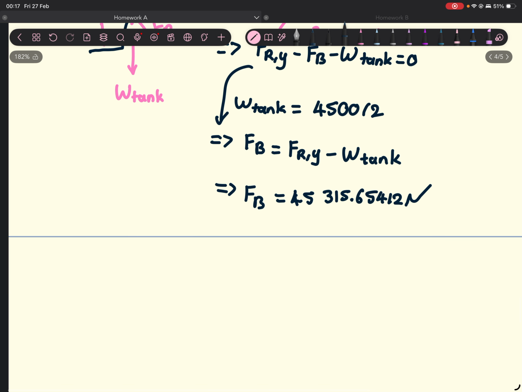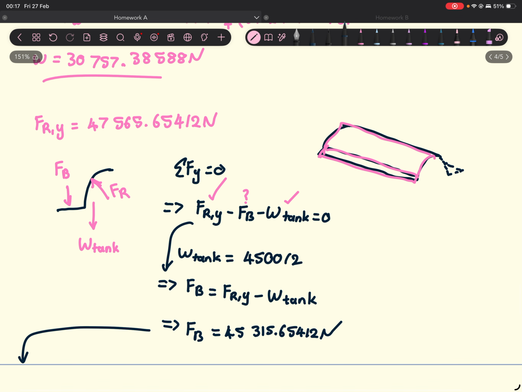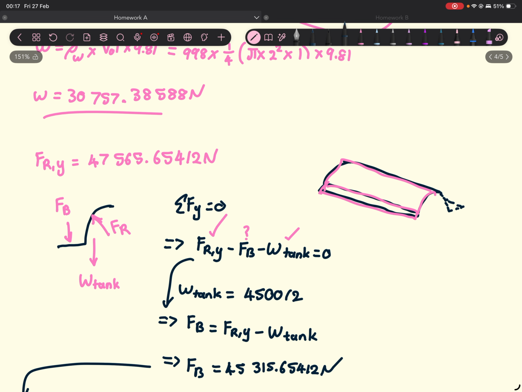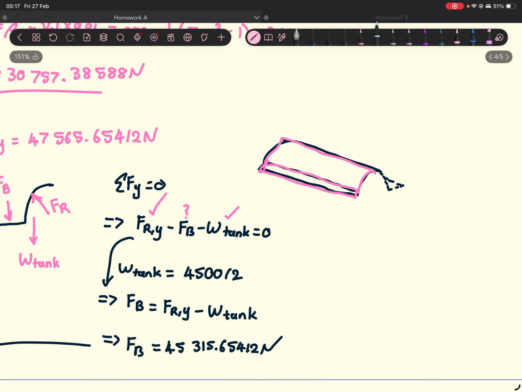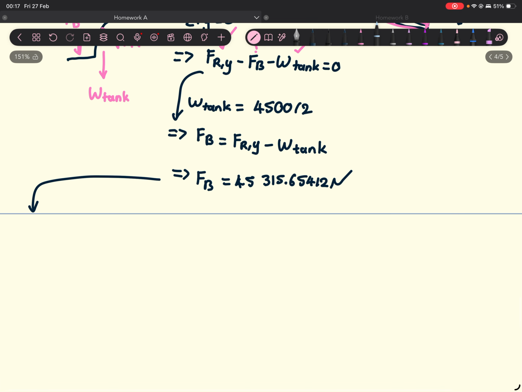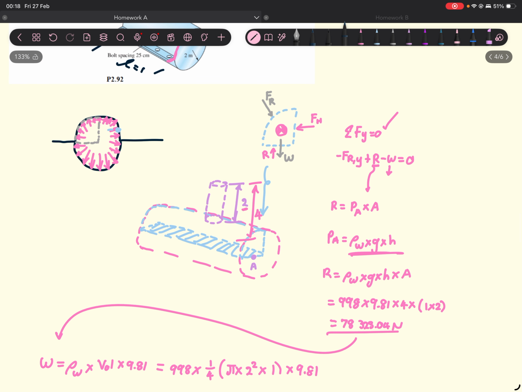And then the force of the bolt you will get to be 45,315.65412 newtons. And if you check the memo, then you'll realize that's not the correct answer. And the reason why is because we've basically calculated a resultant force for each and every single bolt. So we need to divide this force over here by 5. So if you say FB divided by 5, then you'll get 9063.13 newtons, which is the correct answer. Okay, I hope that makes sense.